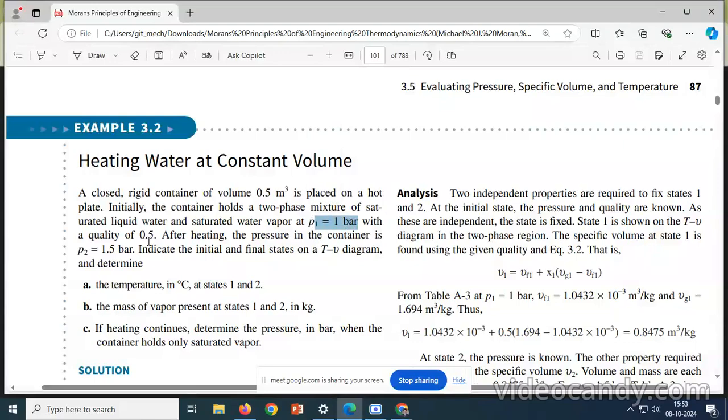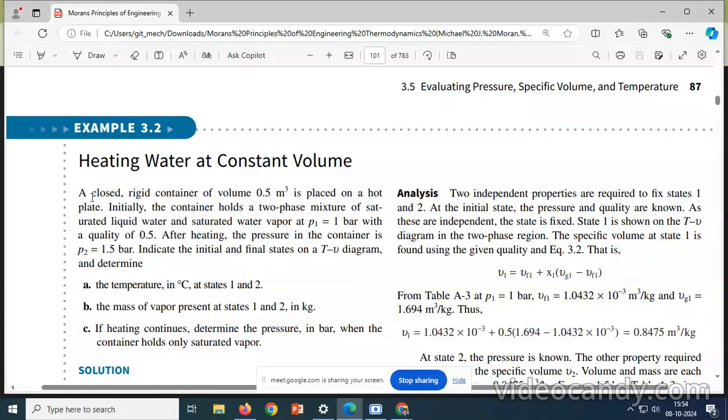So here pressure is also given as 1 bar, which is nothing but the atmospheric pressure, with a quality of 0.5. So quality is a mixture. In the given mixture, it is having 50% of vapor and 50% of liquid. Both are given. Before heating, the liquid particles are 50%, vapor particles are 50%. After heating, the pressure in the container is P2, 1.5 bar.